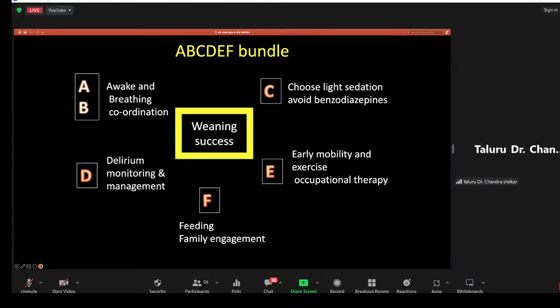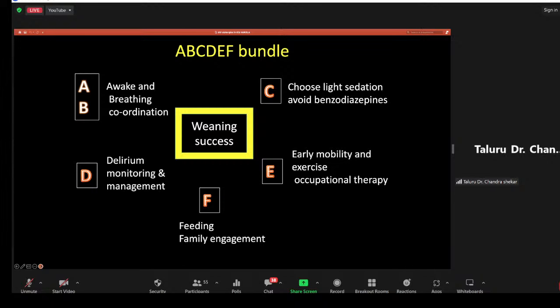A constitutes awake, meaning that you don't paralyze and sedate for a long time, and breathing coordination. Then always contemplate whether the patient can be weaned, can be given a TP trial. So A, AB comes there. Then C is choose light sedation. We avoid benzodiazepines because we know that benzodiazepines do cause delirium. Then D is delirium management, monitoring and management.